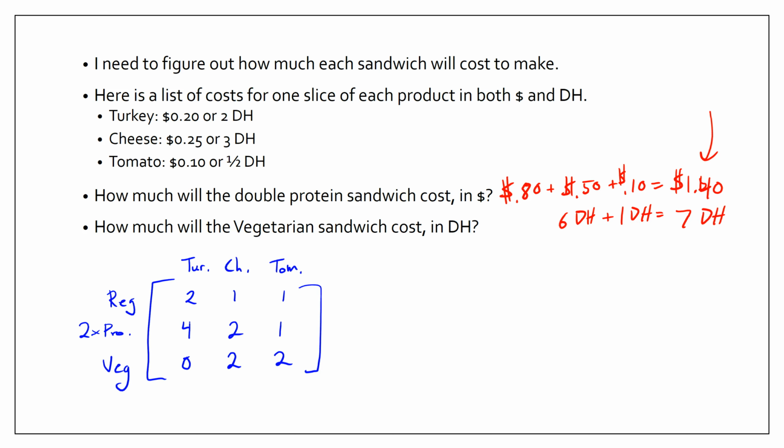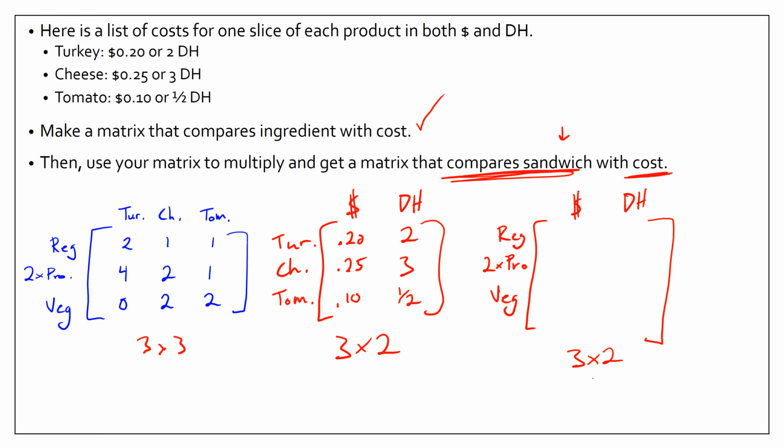Remember last slide when I wanted to see how much the double protein sandwich cost in dollars? I found out that that cost was going to be $140. So let's go ahead and put that into my matrix. Double protein is going to be $140. And remember how I got that.